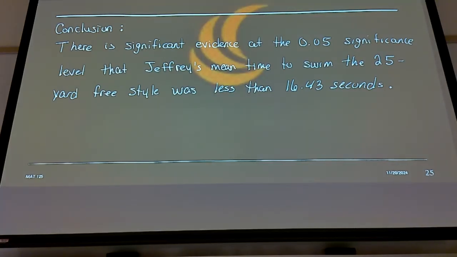Notice the wording. It never actually says for certain that his mean time is less than 16.43 seconds. It just says there's significant evidence. Right, so the evidence shows that he did indeed swim faster.